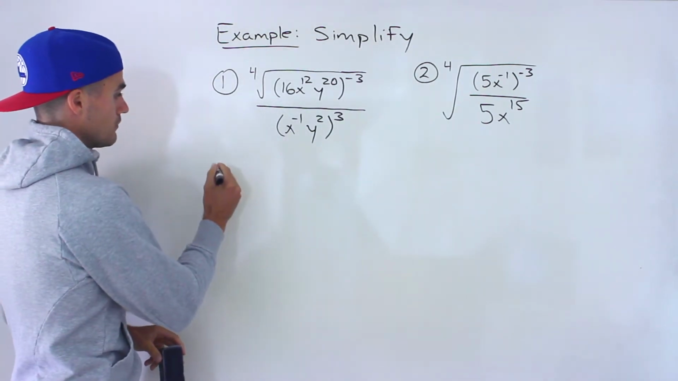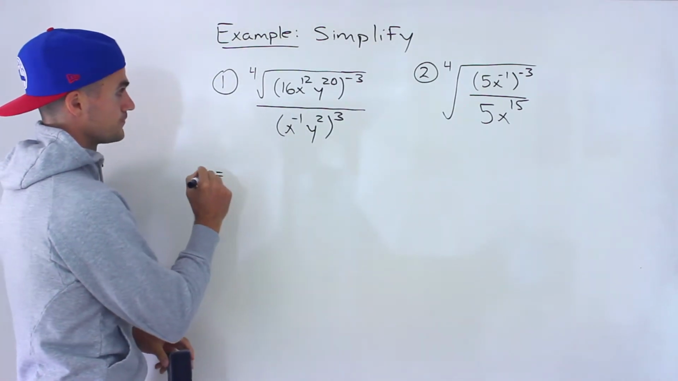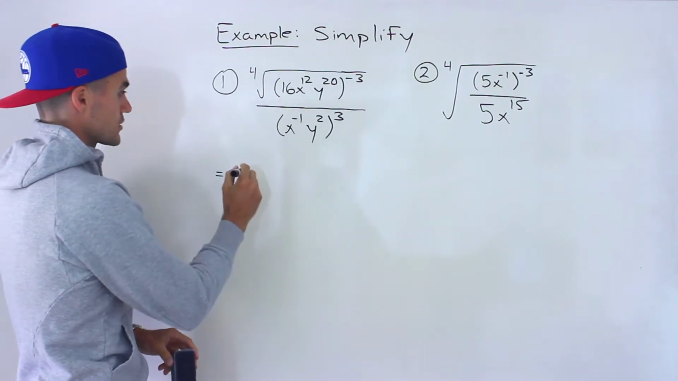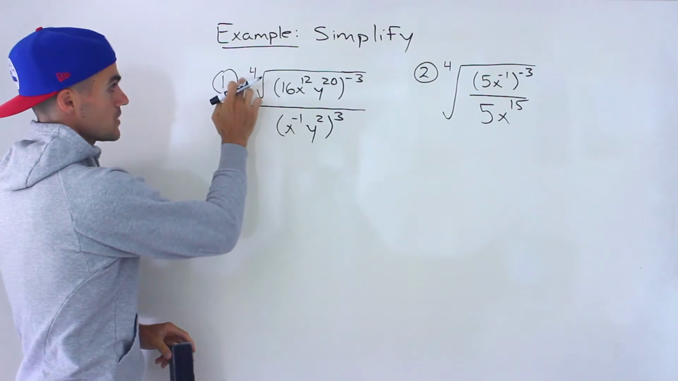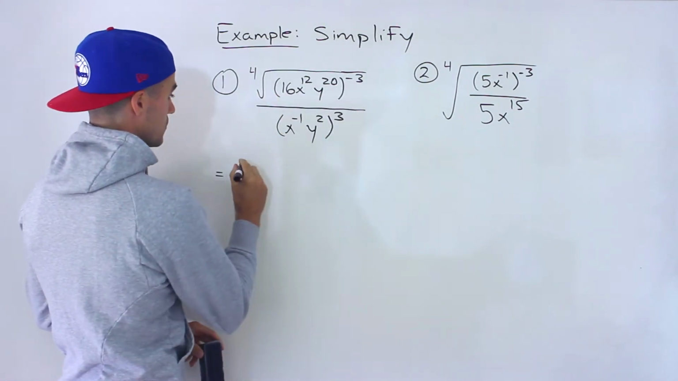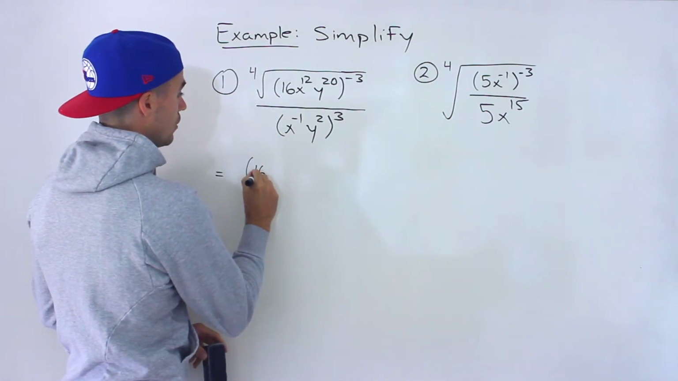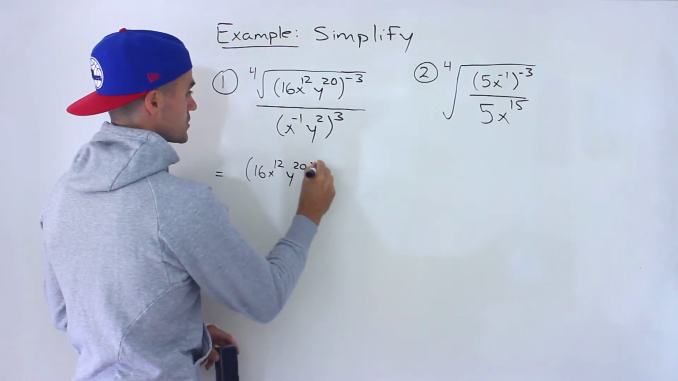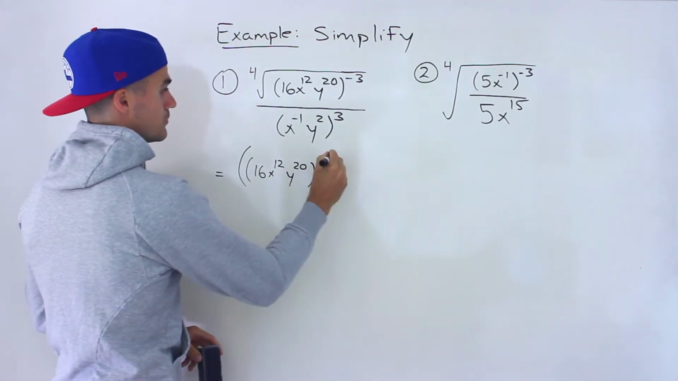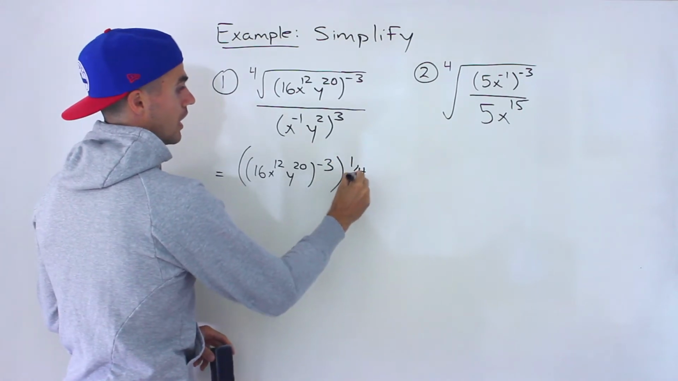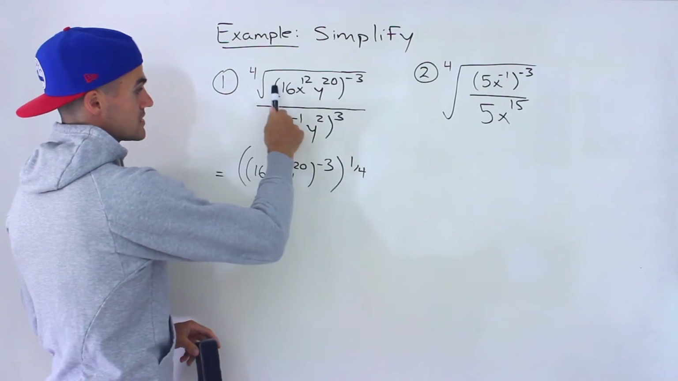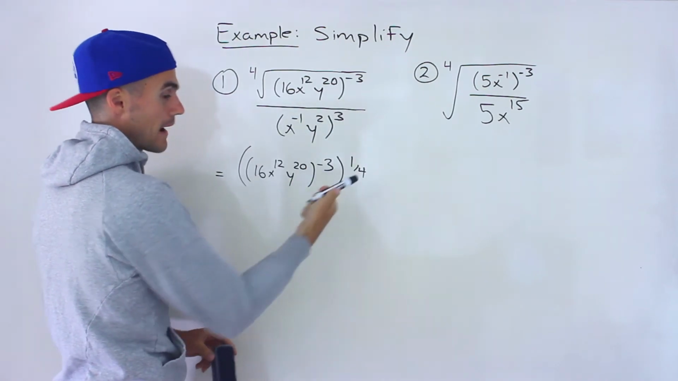What I'm first going to do is take this radical and change it to a rational exponent. Notice we have the fourth root of all of this. If we rewrite that expression, all of that is going to be to the power of 1 over 4. The fourth root of all of this is the same thing as all of that to the power of 1 over 4.